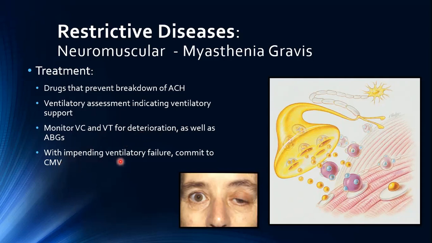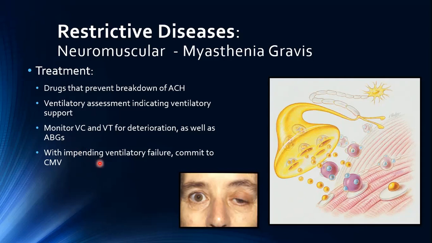Now it says with impending ventilatory failure, you commit them to controlled mechanical ventilation, right? So that's what we're going to have to do. We start out by watching them, get an ABG on them, do a little spirometry to see if their volumes are dropping, they're getting weaker. You tell them to suck in real hard on a NIF monitor, see if they can do it. If that's getting weaker and weaker, we're going to go ahead and intubate you before you stop breathing, and then it's an emergency situation, okay? Go ahead and intubate them, breathe for them until the problem passes.